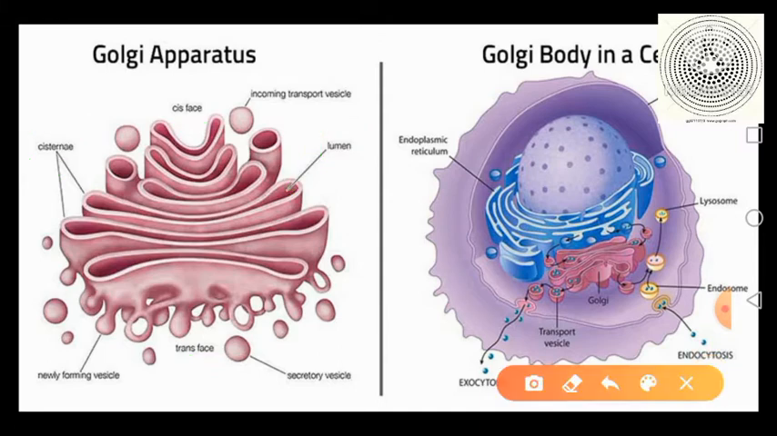So just try to understand this cis face. It means it is close to the endoplasmic reticulum. Remember, the Golgi complex is present near the nucleus. So the cis face is the face of the Golgi complex that is close to the nucleus, and the trans face is the face which is close to the plasma membrane.